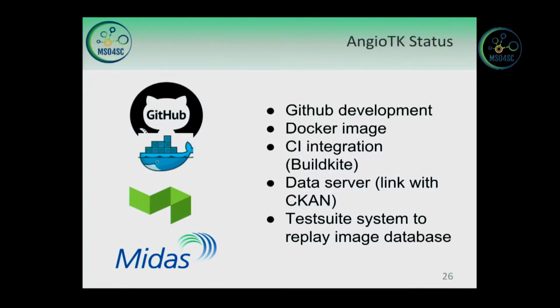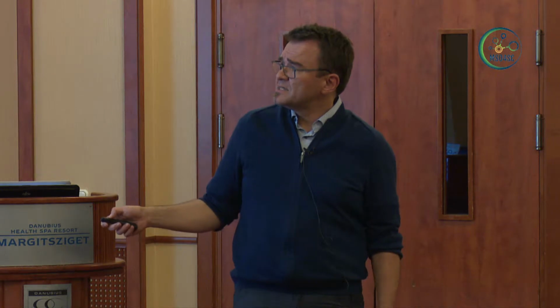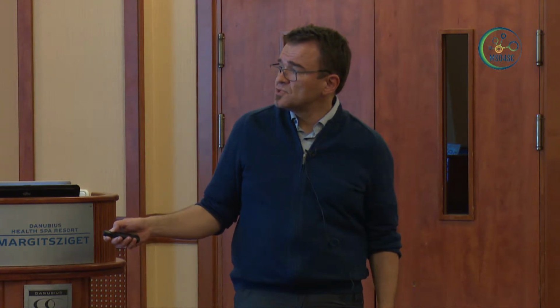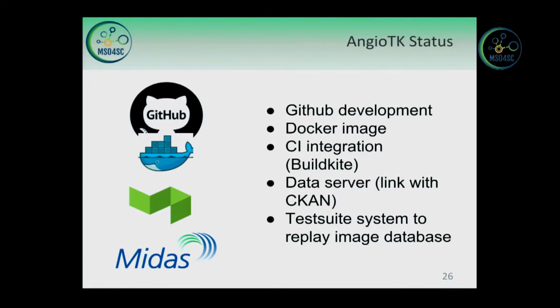So where are we with respect to the status of this platform? AngioTK is part of Eye2brain. This is one of the many tools that we actually use here. It's developed within GitHub. We have a Docker image which is currently built automatically using a continuous integration tool called BuildKite. This is not open, but this is an absolutely awesome tool because you can use your own compute facility or compile farm, whereas with other tools like Travis you can't.